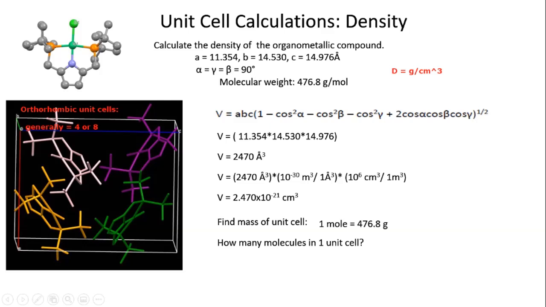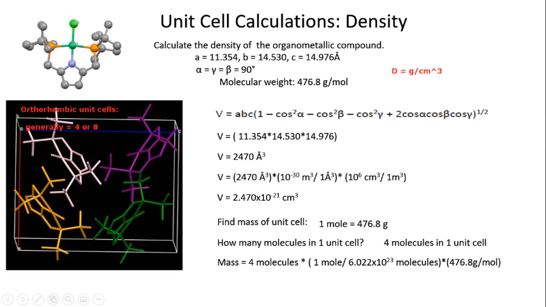So when you have a problem like this, somewhere in the problem, I'll tell you or give you a picture so that you can visualize how many entities are in the unit cell. So here we have 4 entities, molecules, whatever you want to call them. And we're going to take those 4 molecules or formula units and convert it to moles.